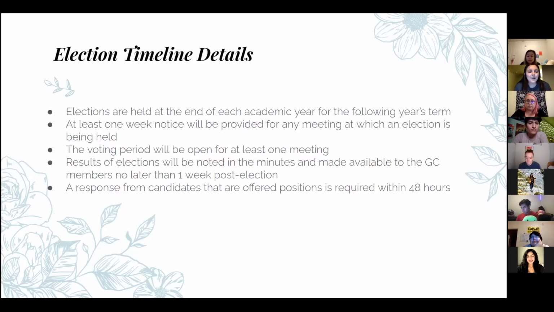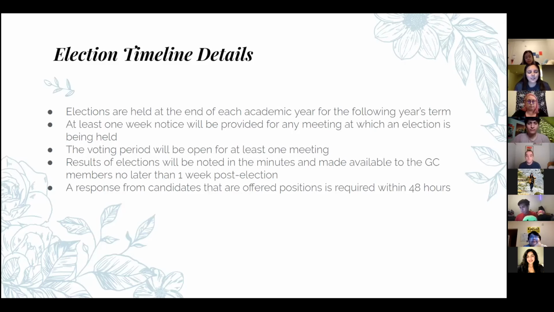All right, so elections are held at the end of each academic year for the following academic year's term. So it is a full year position from fall to spring. At least a 1-week notice will be provided for any meeting at which election is held. So we will put it out there on our social media when voting will be happening. The voting period will be open for at least 1 meeting. We're actually going to have it open for a few days, so plenty of time for people to vote.